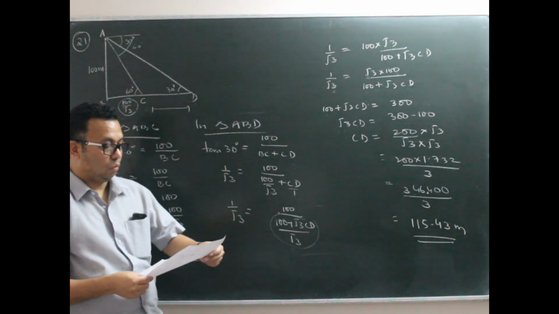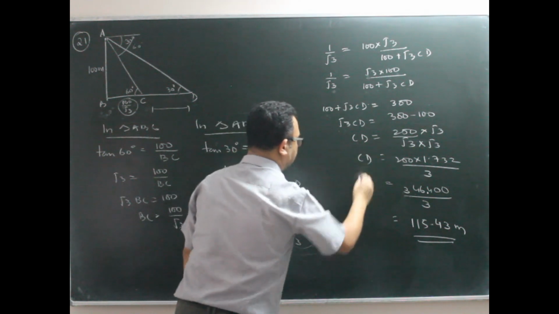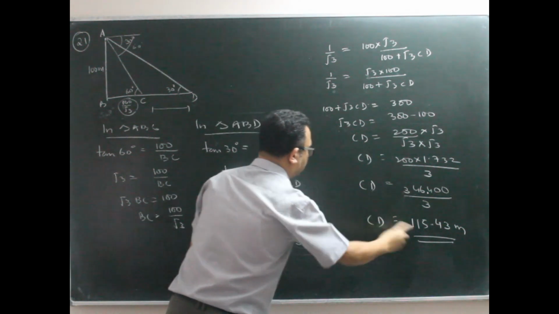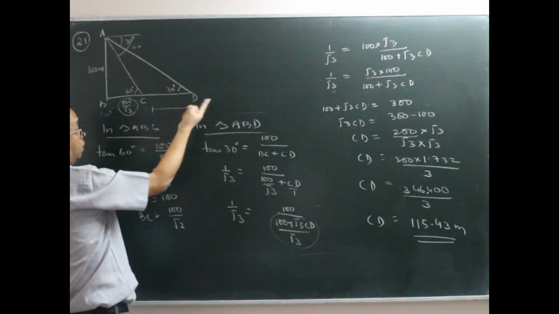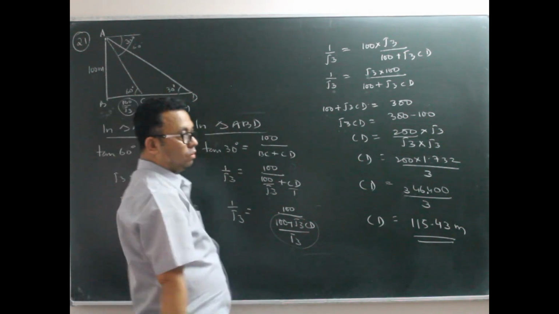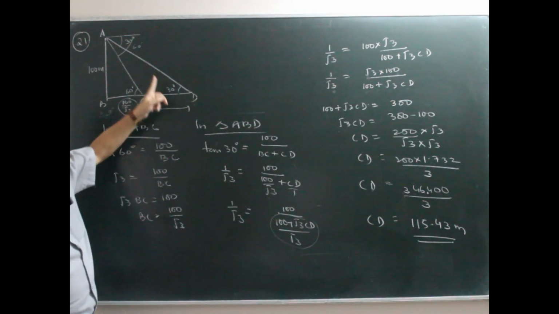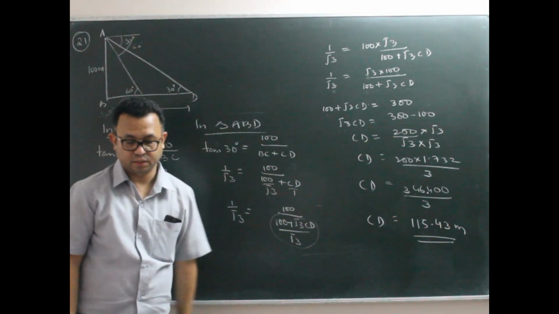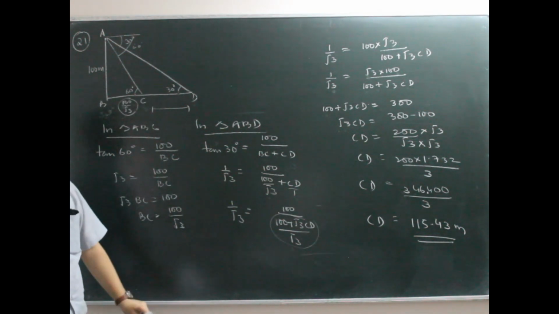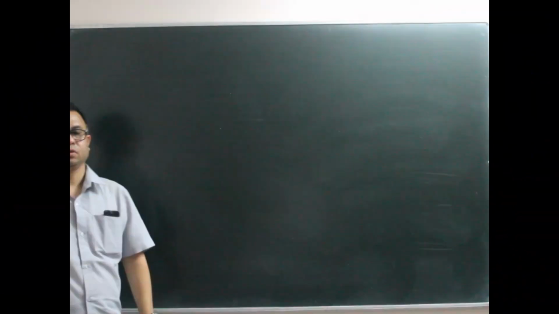So there you are, 115.43 is the distance traveled. Don't forget, this is our CD. We are looking for CD. So there you are, the CD value is the distance traveled by the ship as it went from D to C, changing its angle of depression from 30 to 60. So the distance traveled is 115.43. Okay, let's take the next question, 24.